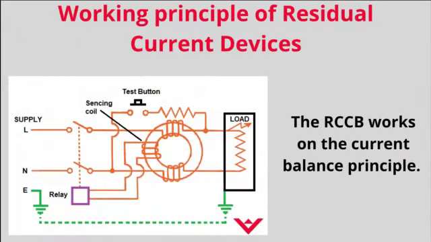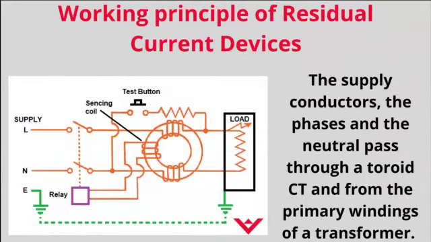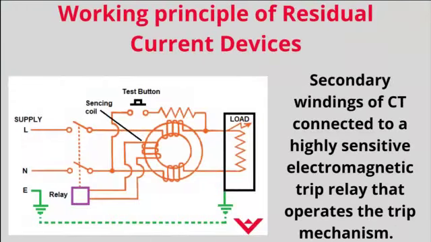Working principle of residual current devices. The RCCB works on the current balance principle. The supply conductors, the phases and the neutral, pass through a toroid CT and form the primary windings of a transformer. Secondary windings of the CT are connected to a highly sensitive electromagnetic trip relay that operates the trip mechanism.